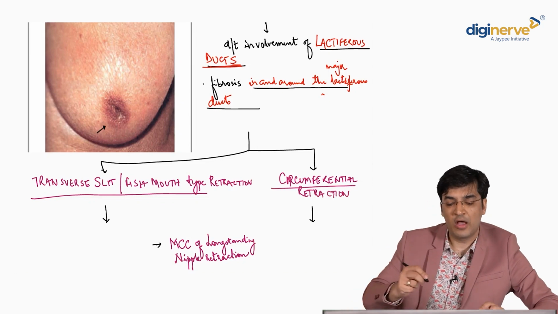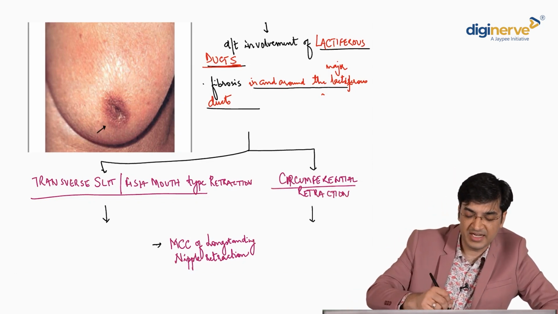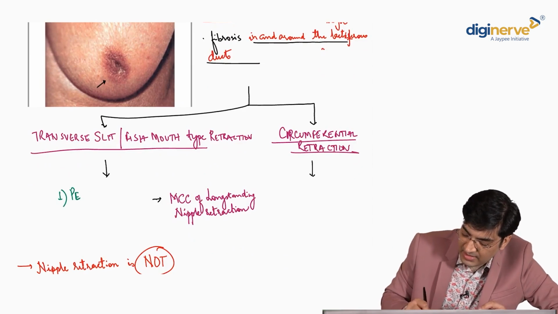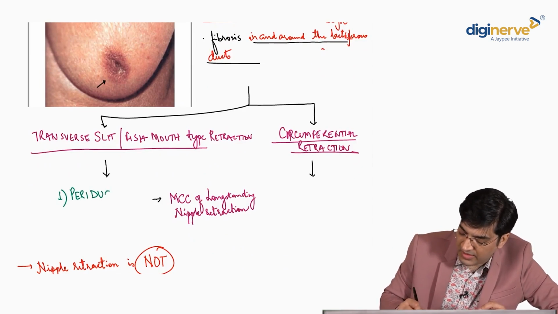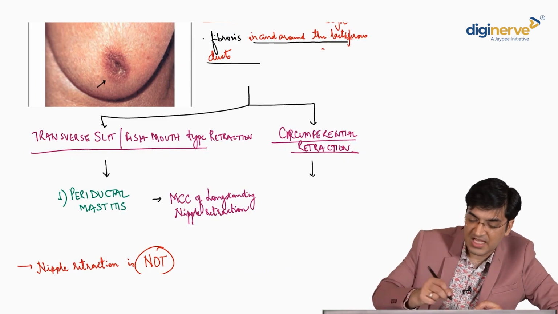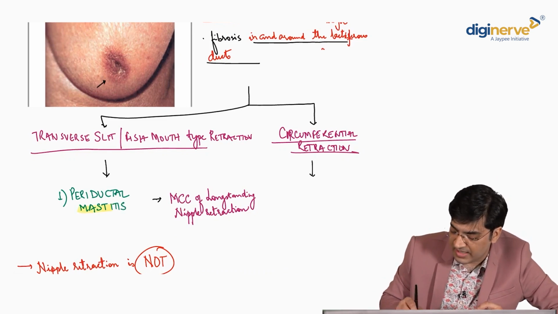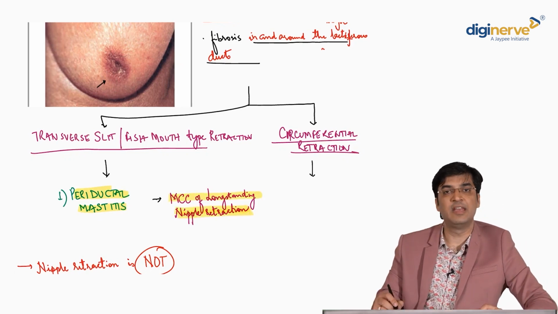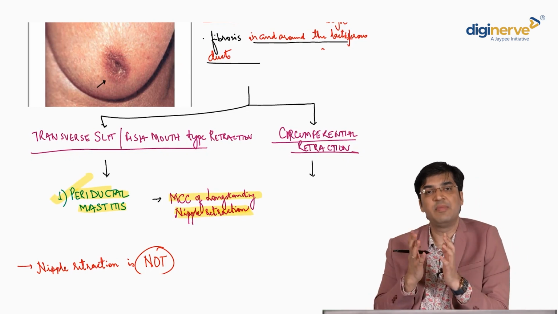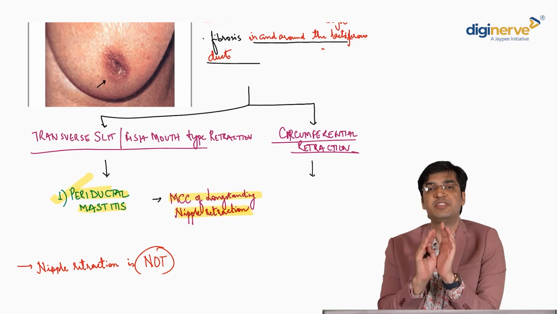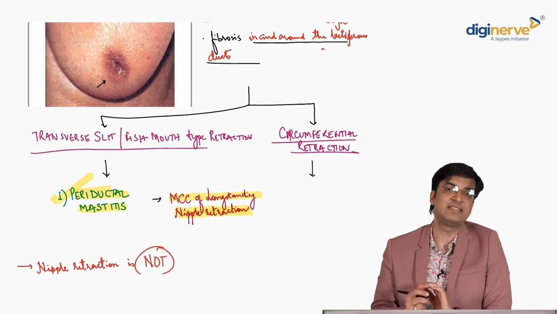When it is a fish mouth or a transverse slit type of retraction, it is because of two causes. First, periductal mastitis. We will be reading what this pathology is. Right now, just remember that it is because of periductal mastitis, which also happens to be the most common cause of long-standing nipple retraction. From the name itself, what does it mean? That around the ducts there is inflammation, periductal mastitis.